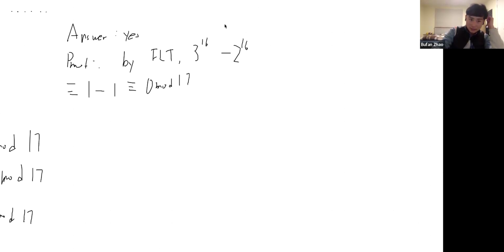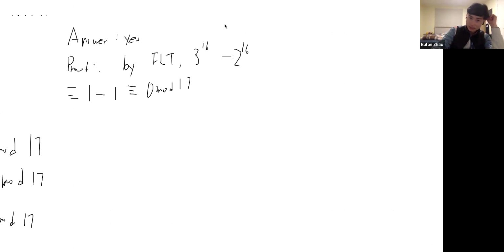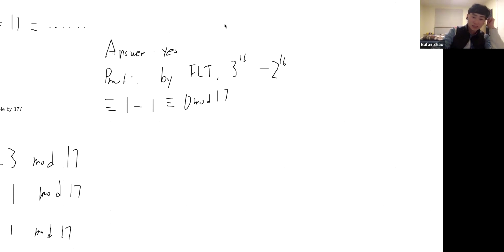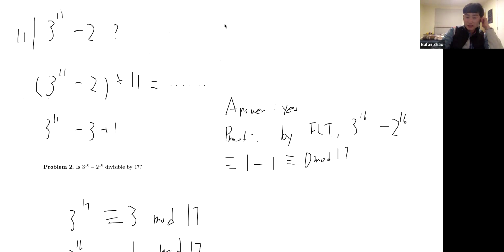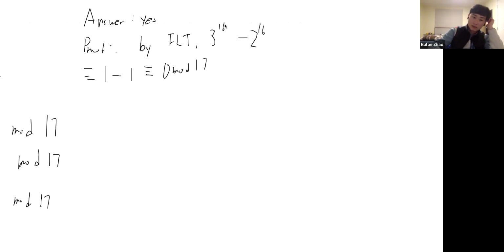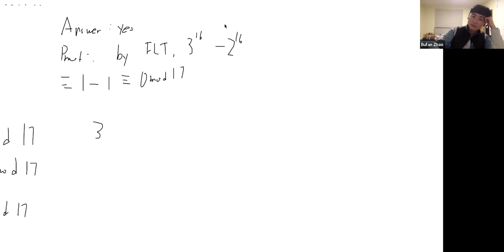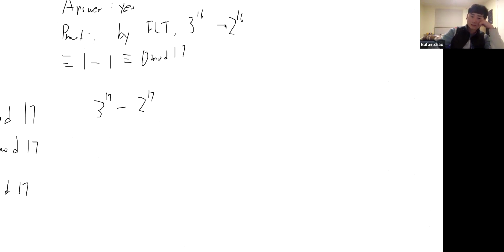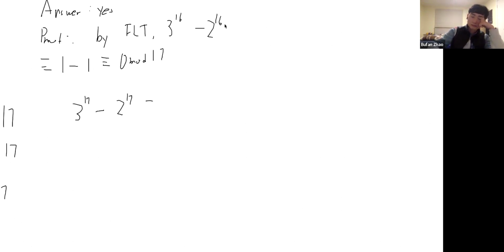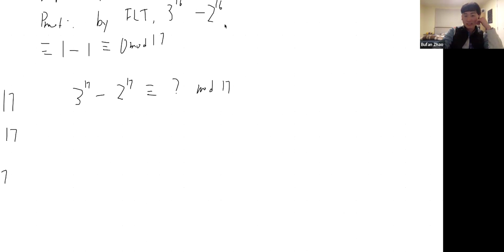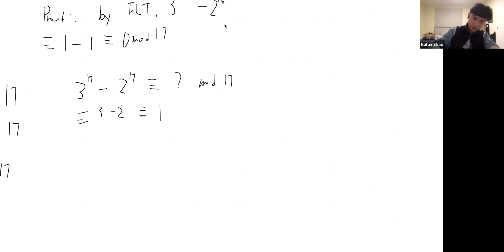All right, so see, that's a quick question, a very elegant question. Solved in one line by the all-powerful Fermat's little theorem. Now let's go a bit more advanced. What is the remainder of 3 to the power of 17 minus 2 to the power of 17 mod 17? Yes, 1. It is just equal to 3 minus 2, which is equal to 1. Very good. What about 3 to the power of 18 minus 2 to the power of 18?